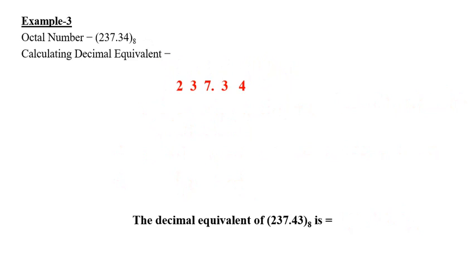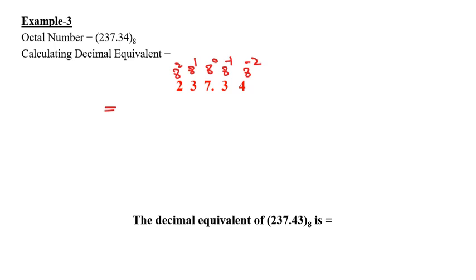In the third example, an octal number is given, that is 237.34, and we are asked to convert it into decimal. As usual, first we need to identify the positional value of each digit. In this case, the positional values vary in powers of 8, that is 8 power 0, 8 power 1, 8 square. For the fractional part, it is 8 power minus 1 and 8 power minus 2.